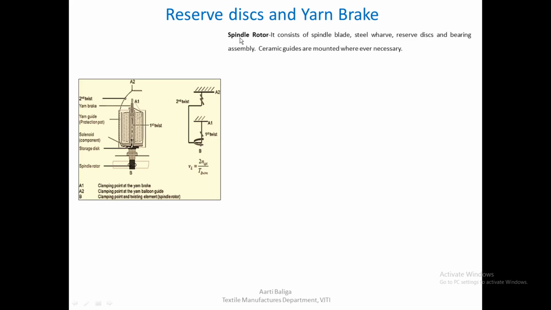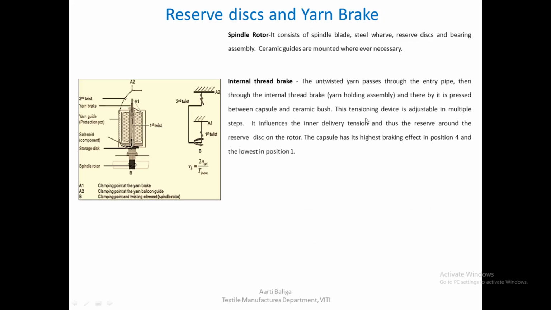So let us see what is meant by spindle rotor. It consists of spindle blade, steel bore, reserve disc, and bearing assembly. The ceramic guides are also mounted wherever necessary. This entire assembly is called a spindle rotor.